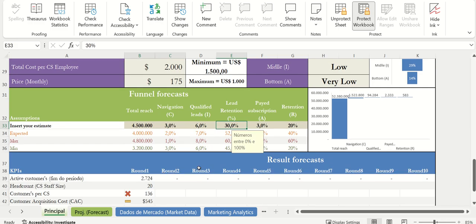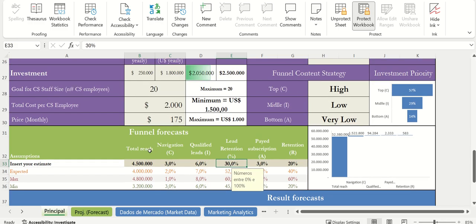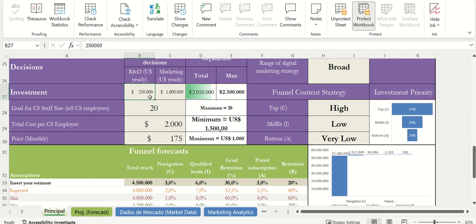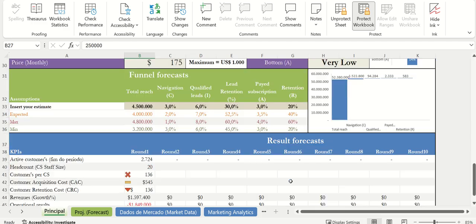So what you can do, you can think about different strategies. For instance, you can reduce your speed of growth, or you can increase the price to grow slowly, or you can keep going fast, but invest more in R&D to try to increase lead retention and retention rate. But this is just a forecast. It's something to check what the potential results are, which depend on these assumptions that you add on the funnel.